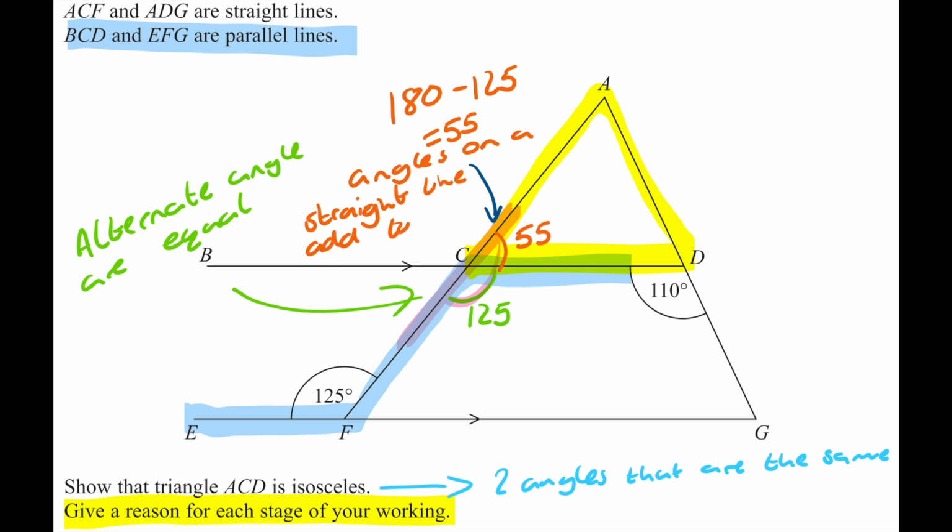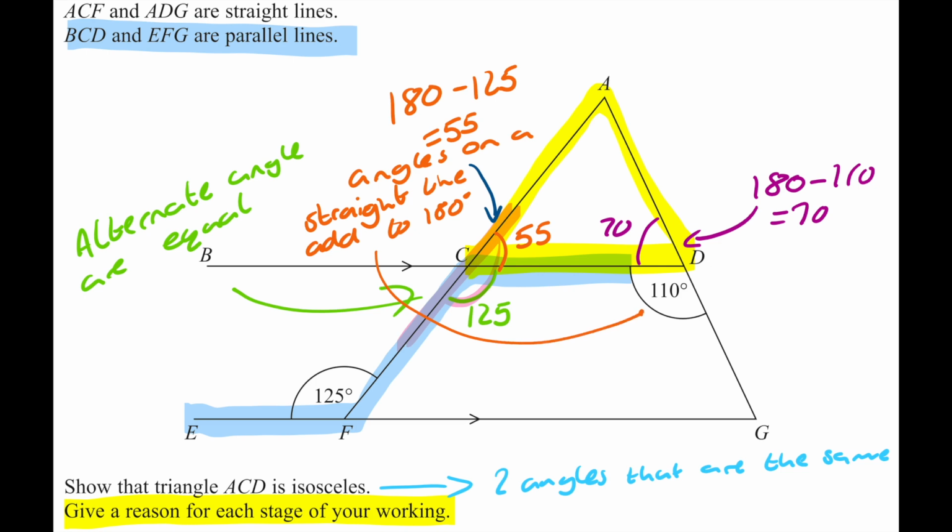to 180 degrees. Similarly, we have a straight line here as well. So in order to find this angle, that is going to be a very similar process. 180 minus 110 is going to give you 70, so we've got 70 there, and the reason for that, I'll just put the arrow here as well, is angles on a straight line add up to 180 degrees.